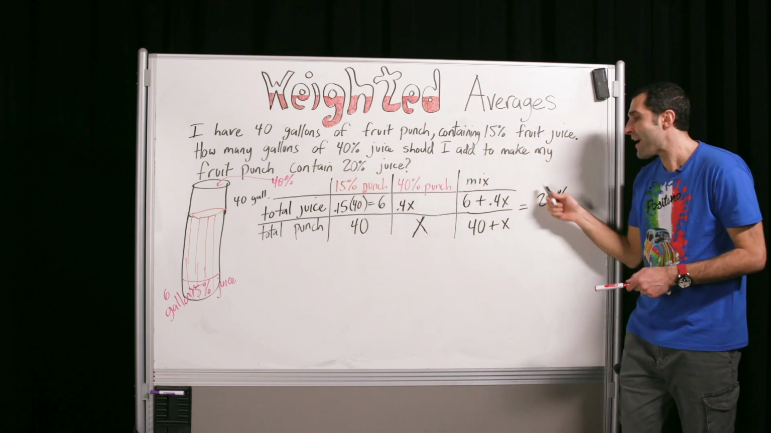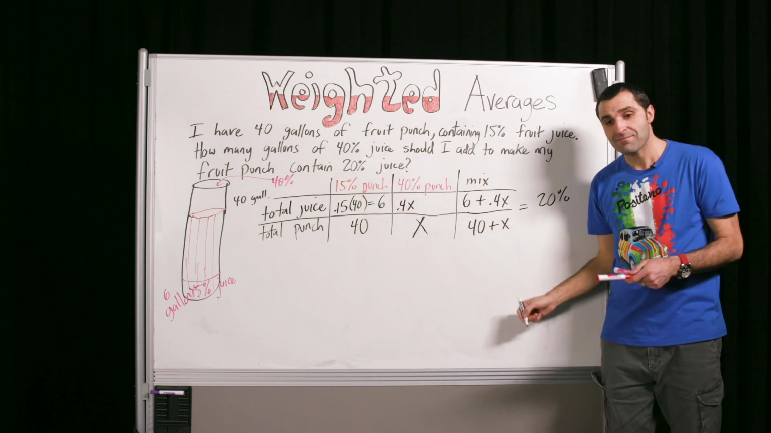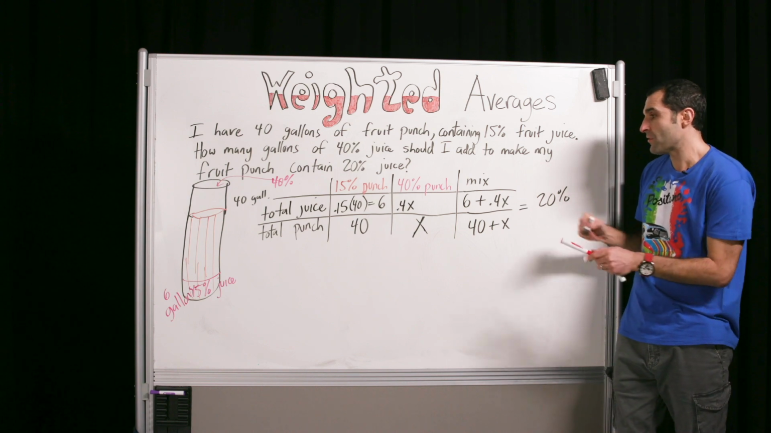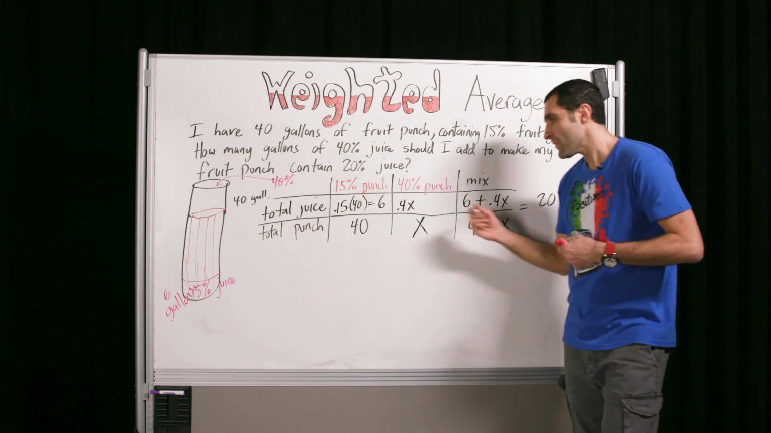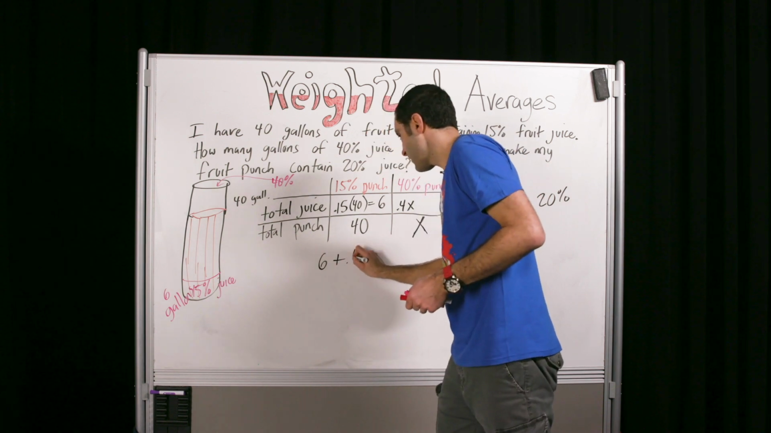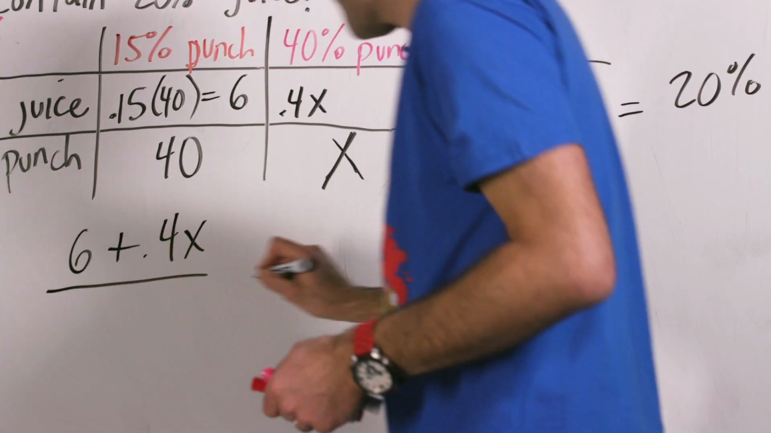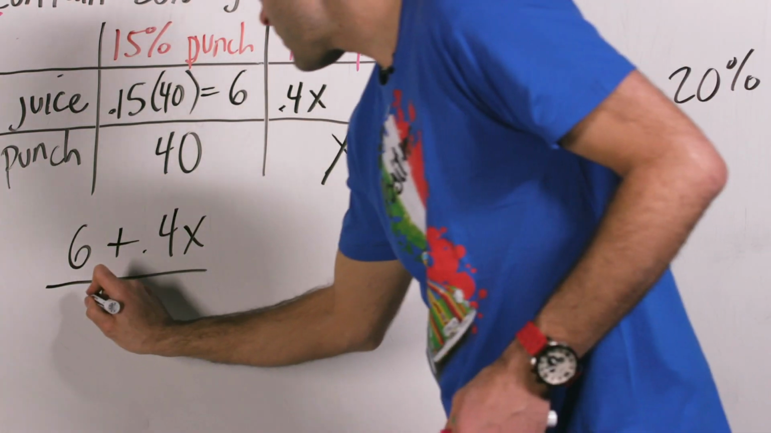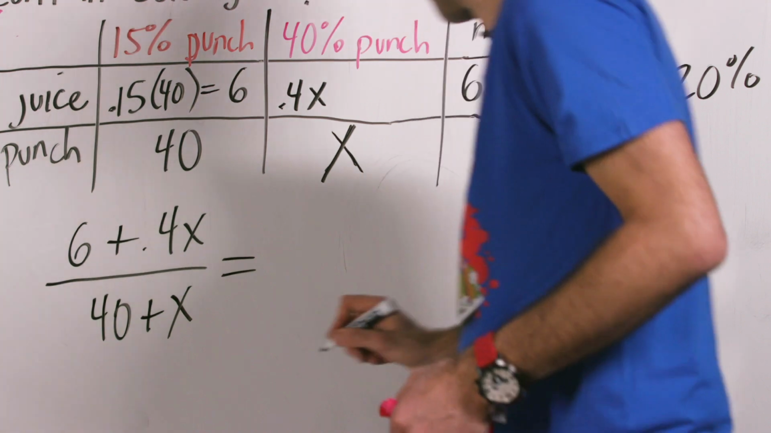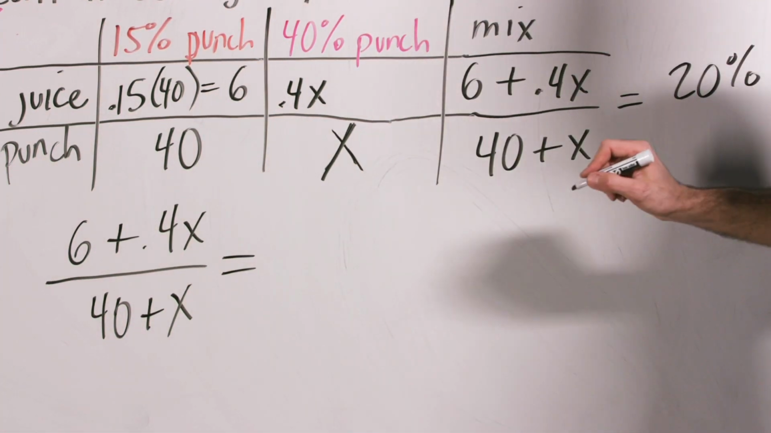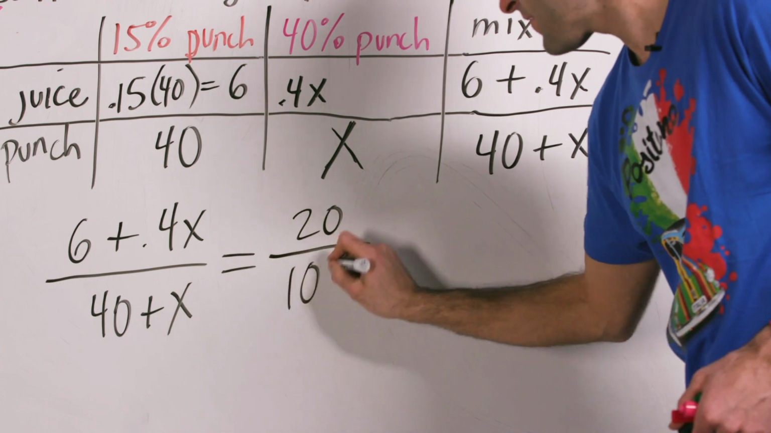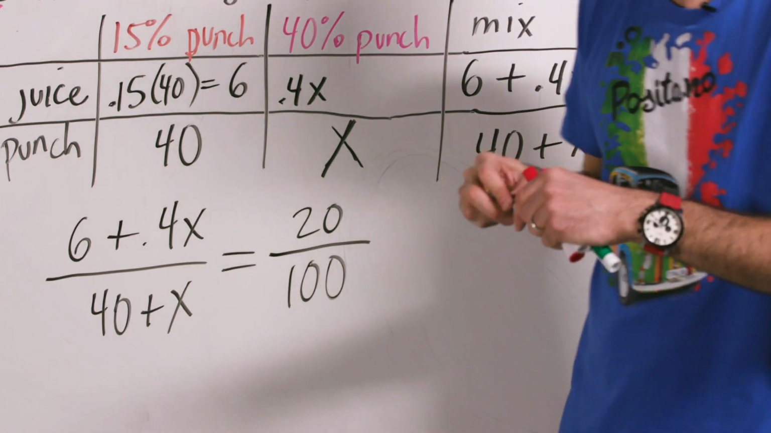All right, and now we can create an equation, right? This is the part where it pays off. So let's do our ratio. Juice to punch equals 20%. 20% means 20 over 100.